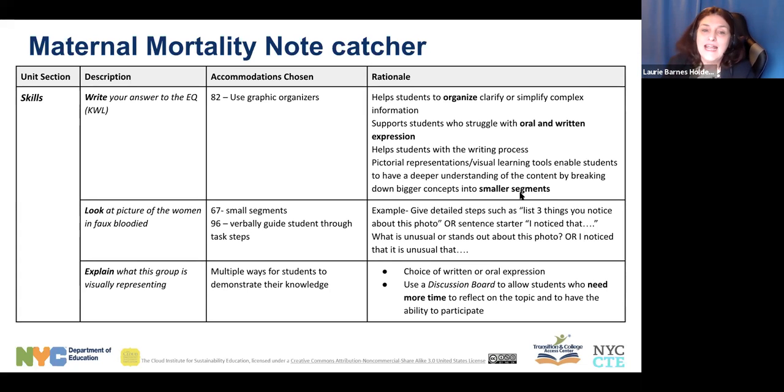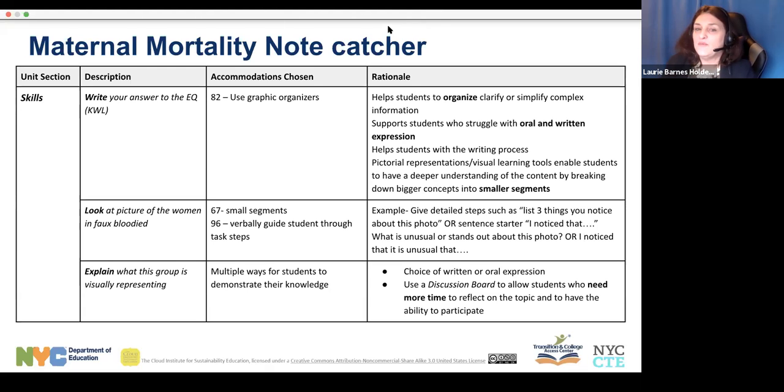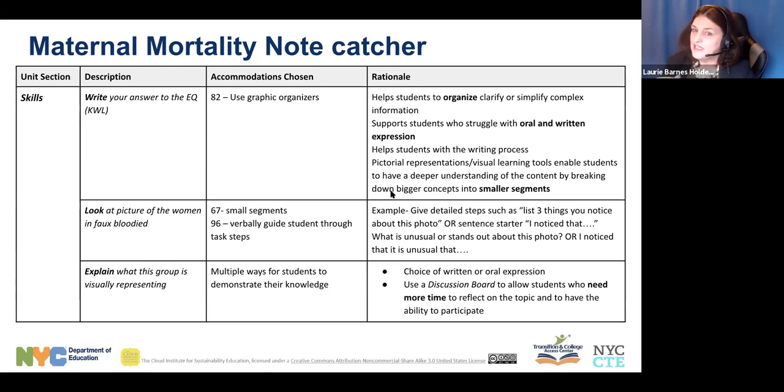So our next section that we looked at, the description where we said, look at the picture of the woman in faux bloodied. They were asking the student to look at this picture, but again, if we broke down what we wanted them to do in small segments and verbally guided the student through the task steps, for example, instead of telling them just to look at it, we could ask them, list 3 things you notice about this photo, or start them with a sentence starter.